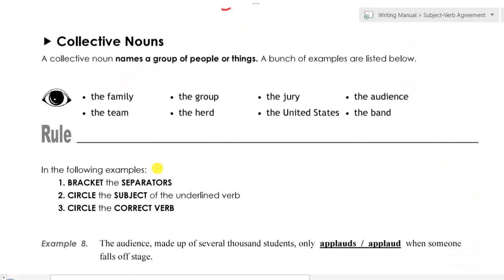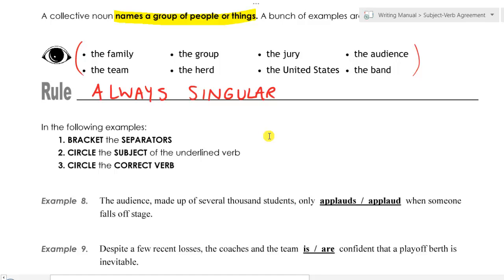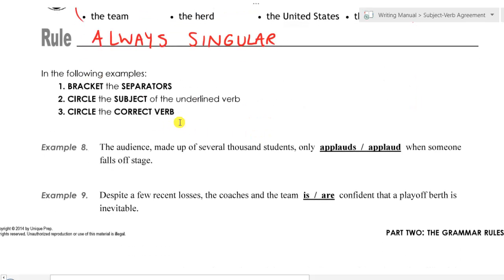And finally, the last way that ETS might make determining whether we need a singular or plural verb a little bit more difficult is with collective nouns. The collective nouns are just nouns that describe a group of people or things. Some examples are given here next to this: the family, the group, the jury, the audience. These are all nouns that describe a group of people or things. On the SAT, the rule is, go ahead and write it down, always singular. The collective nouns as subjects on the SAT are singular subjects. If you see a collective noun as your subject, the verb has to agree with a singular subject.